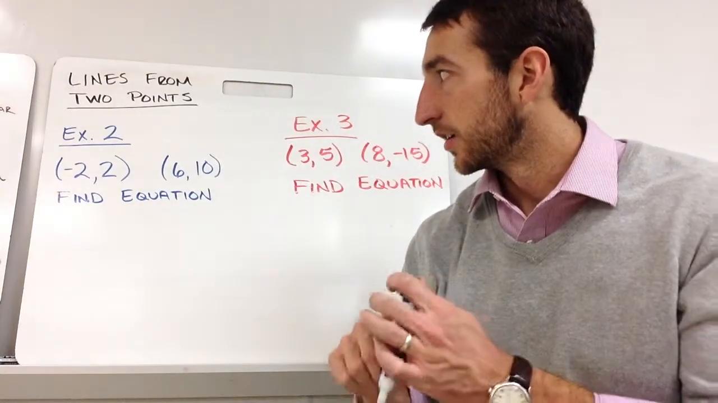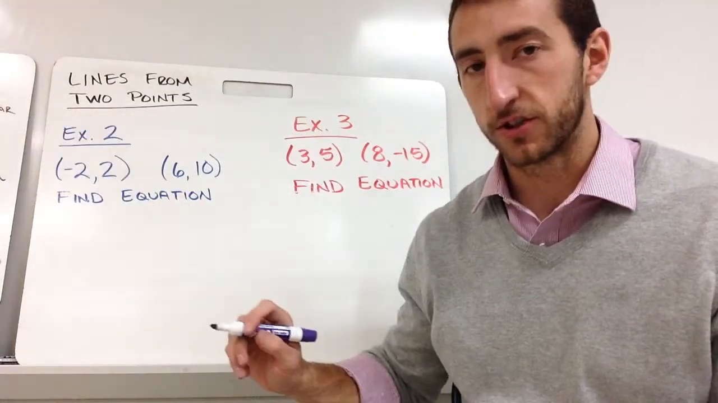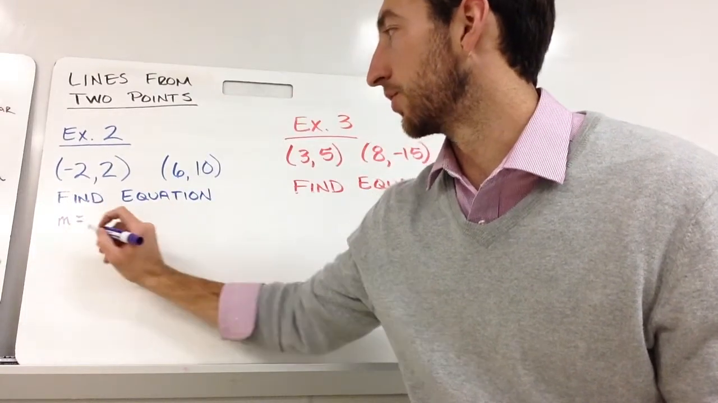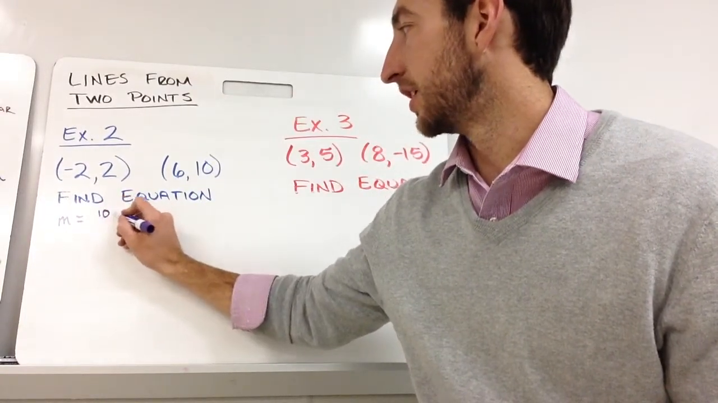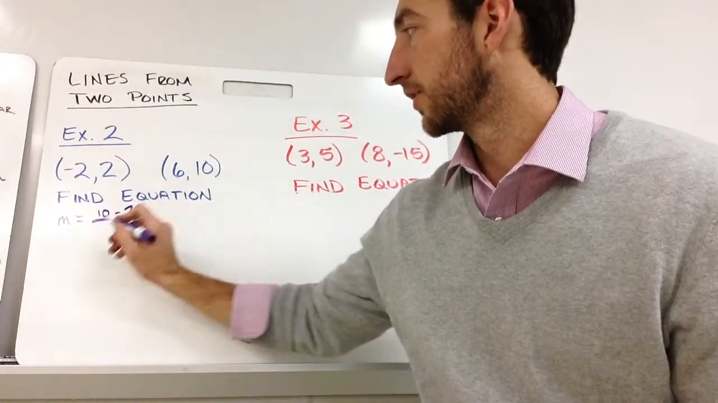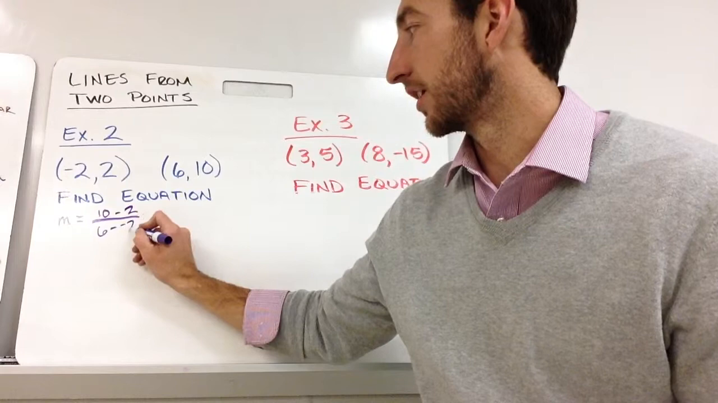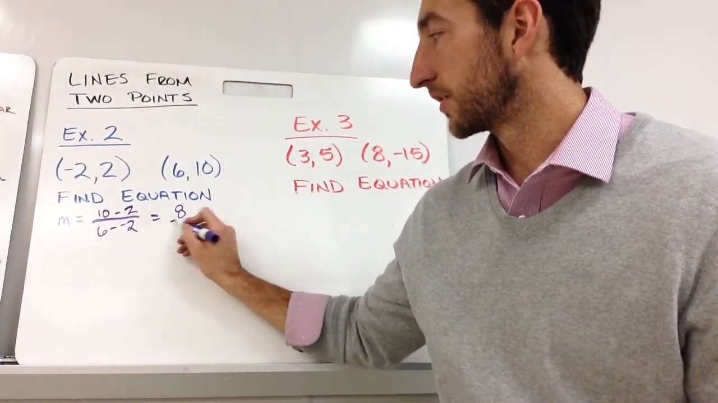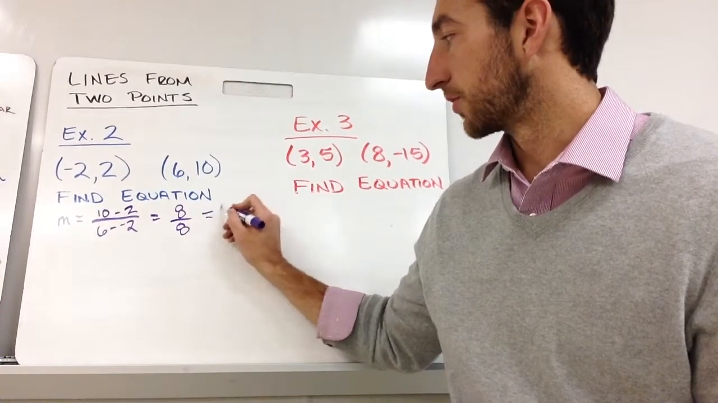Okay. In order to solve these, remember, find our slope first. So m equals y2, which is 10, minus 2, divided by 6 minus -2. Minus a negative is plus, so that simplifies to 8 over 8. So my slope is 1.